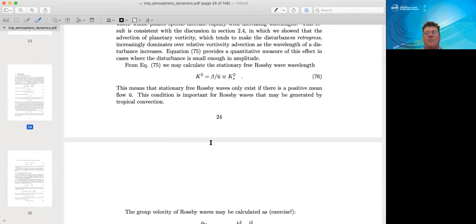Then another very important concept is the energy propagation within Rossby waves. You remember very well from your wave physics course that the energy propagation in waves can be derived not by the phase velocity. The phases move, but the energy of wave packets may not move if we consider a wave packet. And our waves are dispersive, so the energy is not just moving with the mean flow, but is moving according to something more complicated, and we have to calculate it.